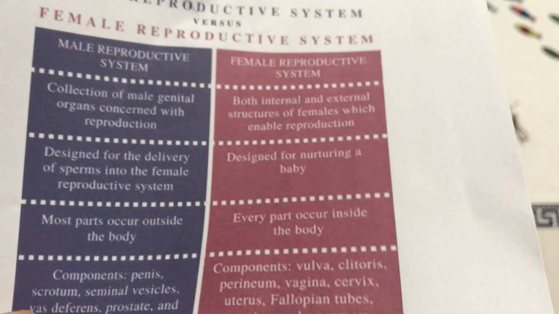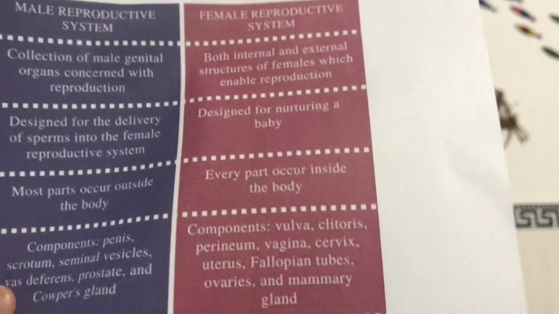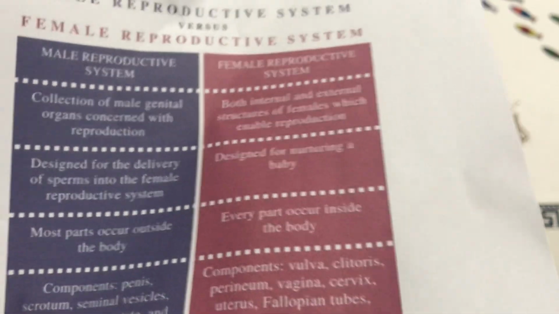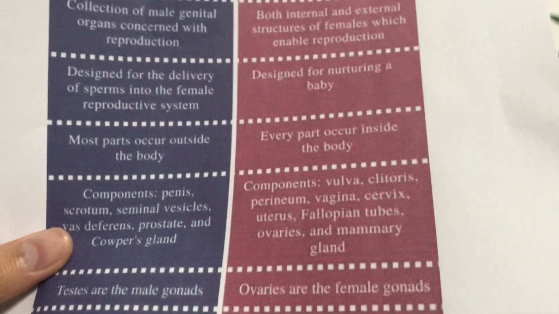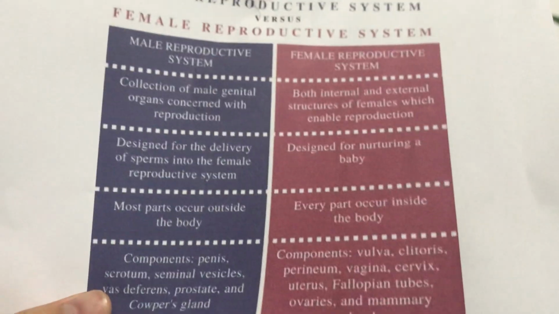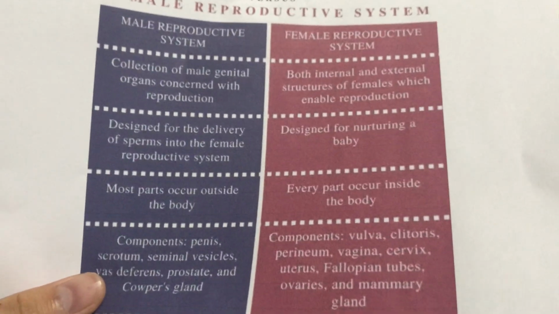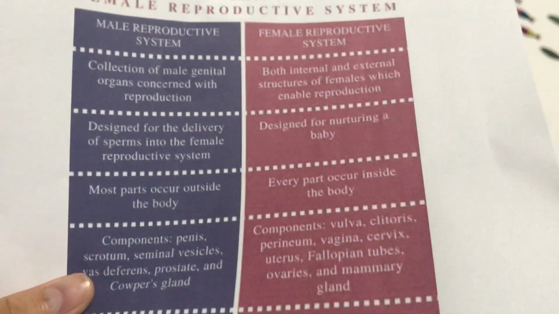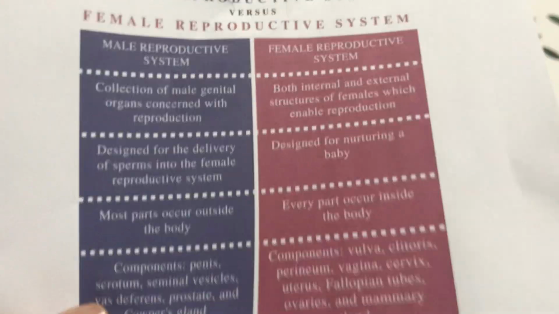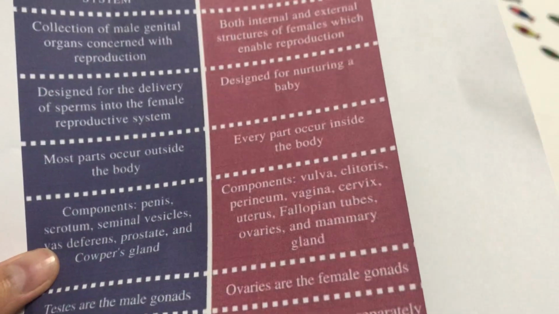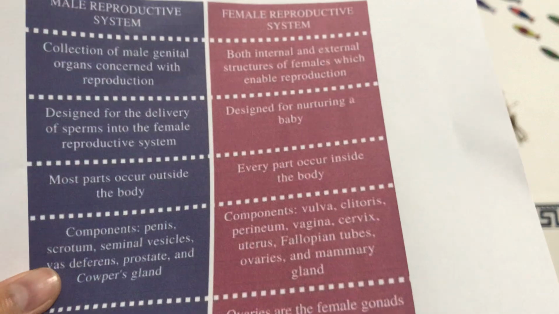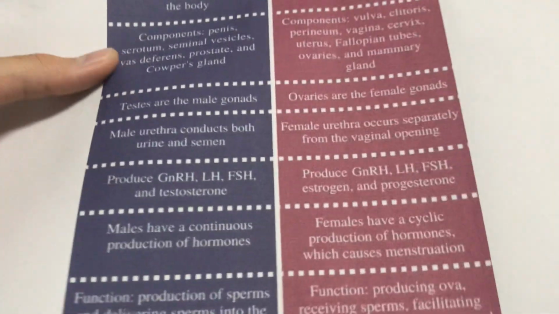Then we have the female reproductive system, which is designed for nurturing a baby within the female's body. The male reproductive system has most parts outside of the body, while the female reproductive system has every part inside the body. The components, I've talked about this before, differ drastically.